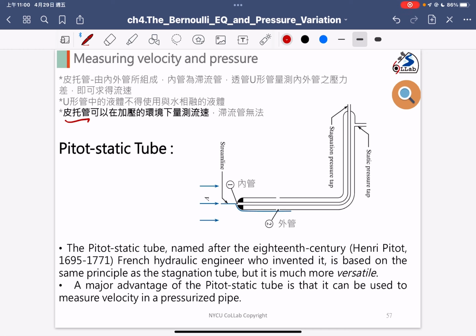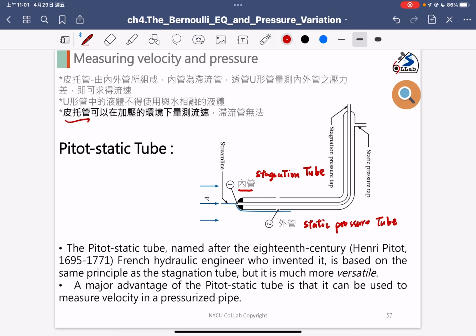So what is the idea of the pitot? We have an inner and an outer pipe. The inner pipe behaves similarly to the stagnation tube, 滞流管. So the inner tube is the stagnation tube, and the outer tube is the static pressure tube. So we combine two different tubes together, but our purpose is the same.